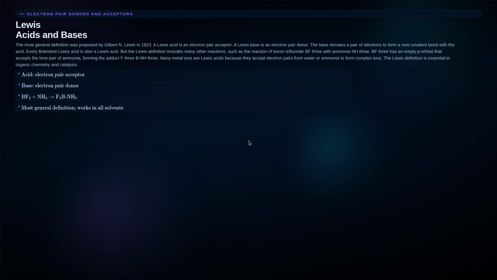But the Lewis definition includes many other reactions, such as the reaction of boron trifluoride, BF3, with ammonia, NH3. BF3 has an empty p orbital that accepts the lone pair of ammonia, forming the adduct F3B-NH3. Many metal ions are Lewis acids because they accept electron pairs from water or ammonia to form complex ions. The Lewis definition is essential in organic chemistry and catalysis.